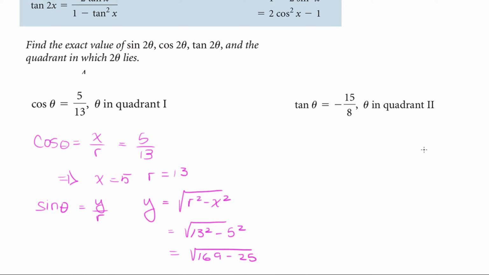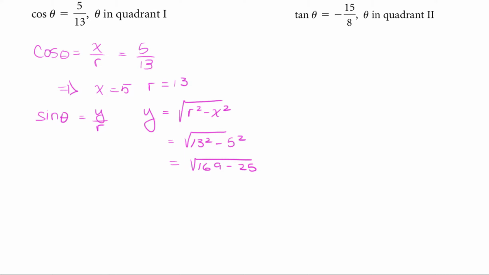Okay, so let's scroll down. 169 minus 25 is 144. Sorry about that. So the square root of 144. And the square root of 144 is 12. So sine of theta, in this case, is 12 over 13.